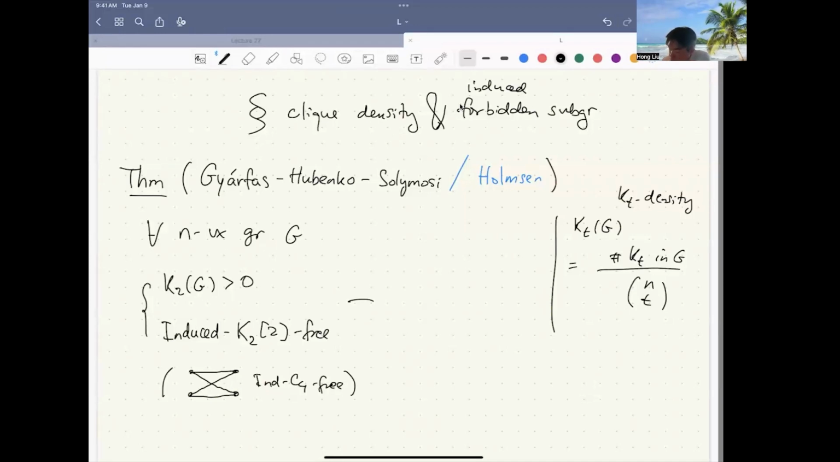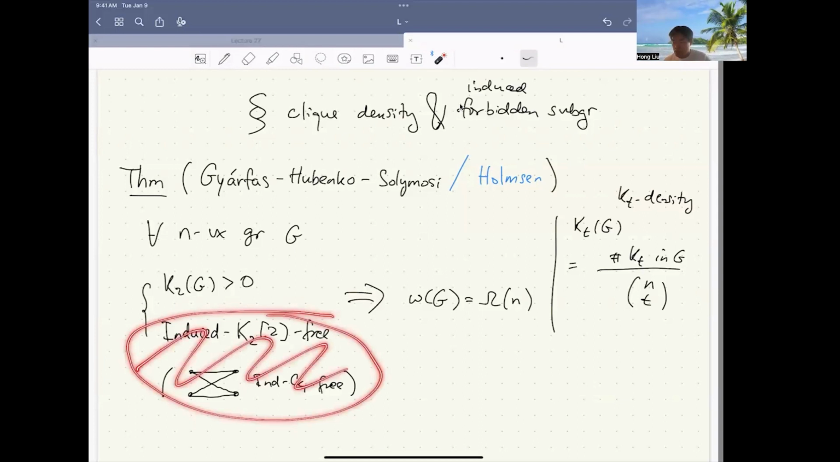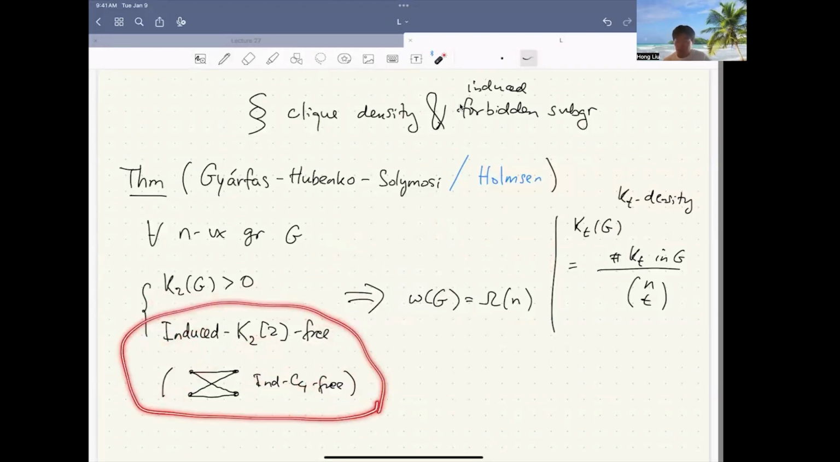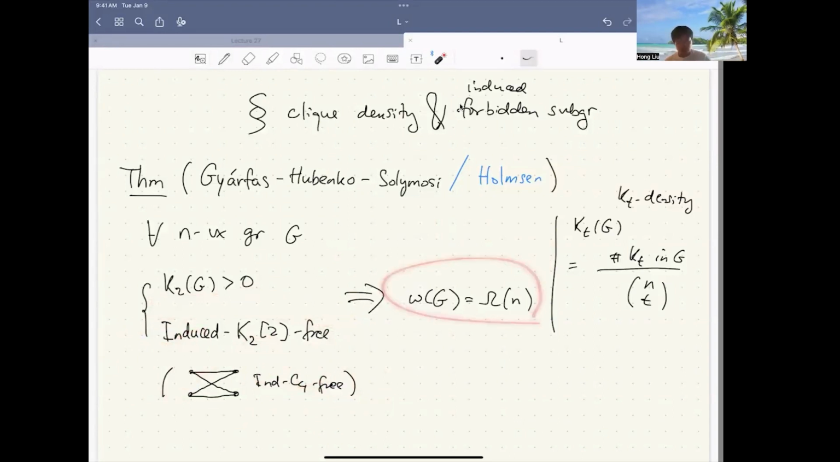Okay, and the conclusion is the largest clique, the clique number of the graph, is linear in n. This is somewhat surprising because if you don't have this forbidden induced subgraph condition, if you only have positive edge density, you could have a complete bipartite graph where the edge density is 1/2, but the clique number is 2. You don't even have a triangle, right? But with this induced forbidden subgraph condition, we suddenly get the largest possible size of a clique, which is of order of magnitude linear in the order of the graph.